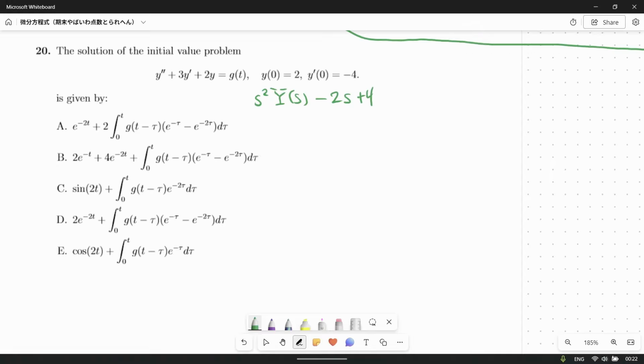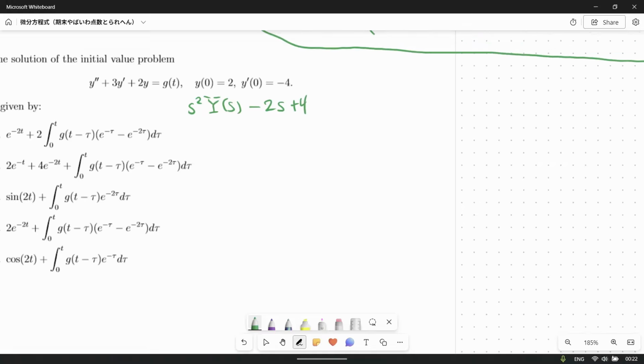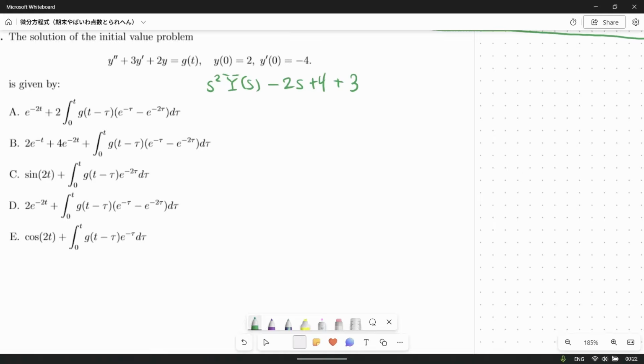And then our next term, we have a 3y prime. So the Laplace transform of that is going to end up looking like this, where we have to take out the constant first. Make sure that you do that, because you can end up having some conversion errors if you keep that 3 in, and then you'll end up with a completely out of whack answer. So taking out the constant, you should end up with a Laplace transform of 3 times parentheses s times capital Y of s minus 2.